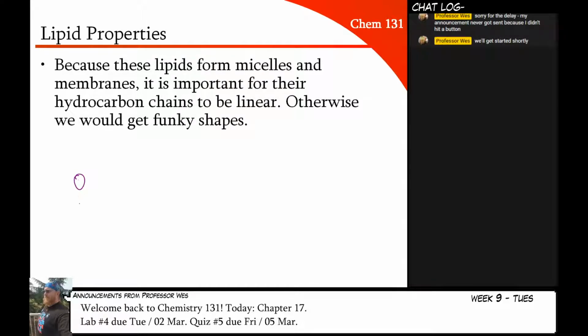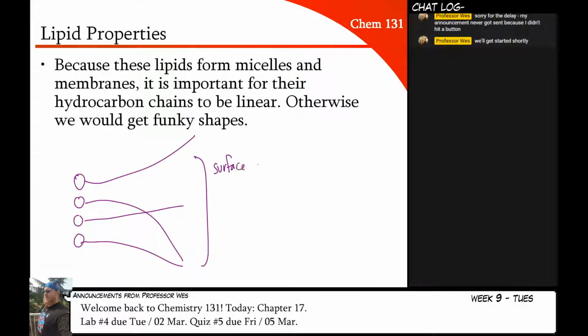So if I have several of these packed together, and their shapes end up like this, maybe because they're not linear, for example, then what ends up happening is that the surface area that they contact each other with is reduced because the shapes are all over the place. The melting point goes down.